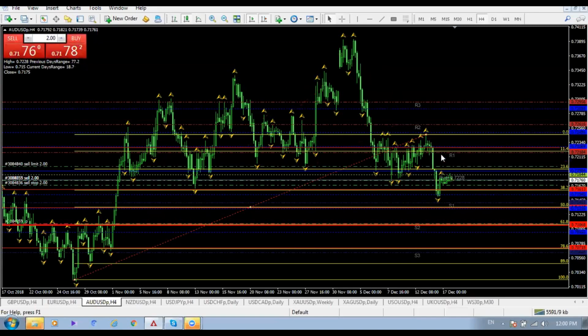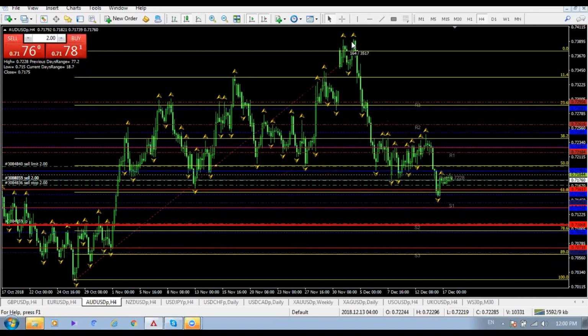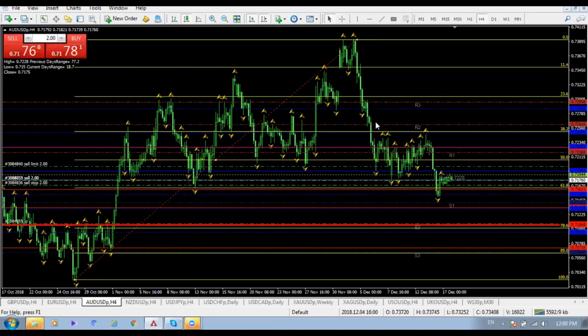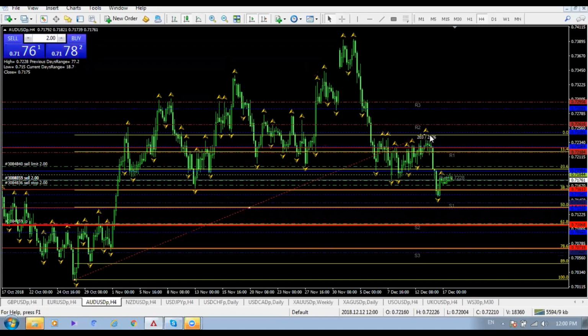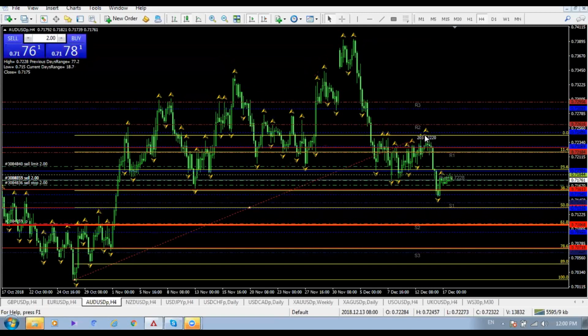Right now, the price has reached 38, and it opened a bit more. Right now it has reached 38, right? Then it has gone back up again a little bit, and it has reached 23.